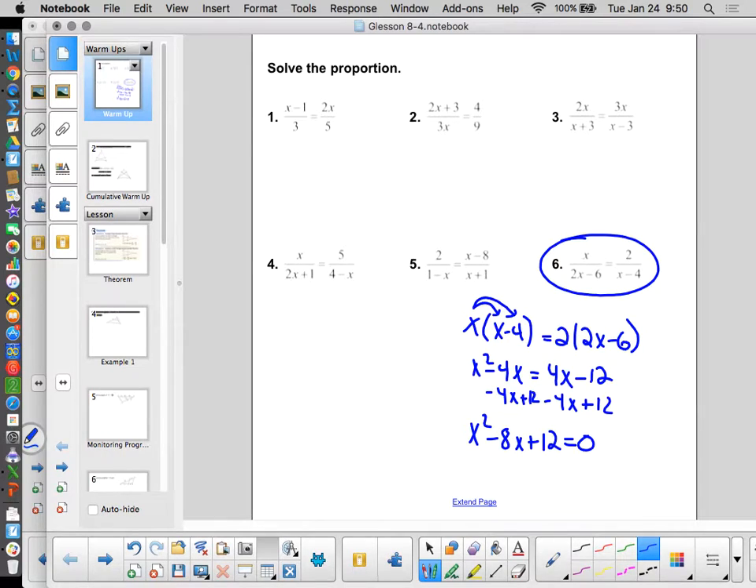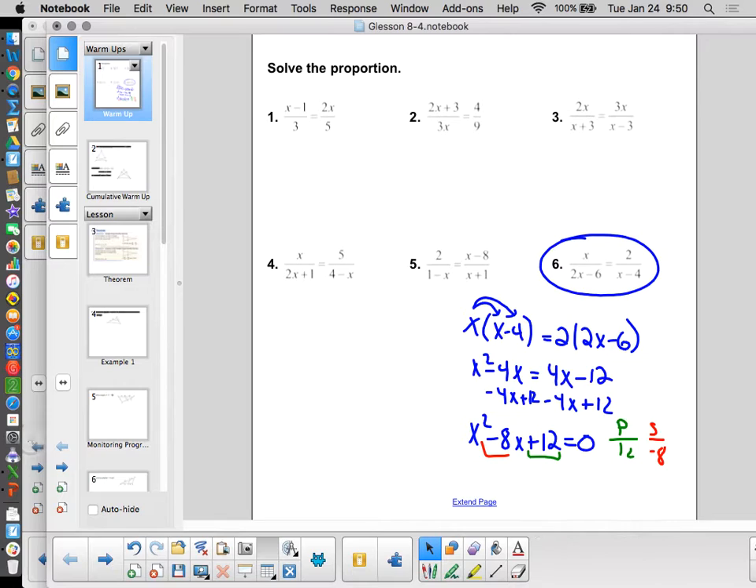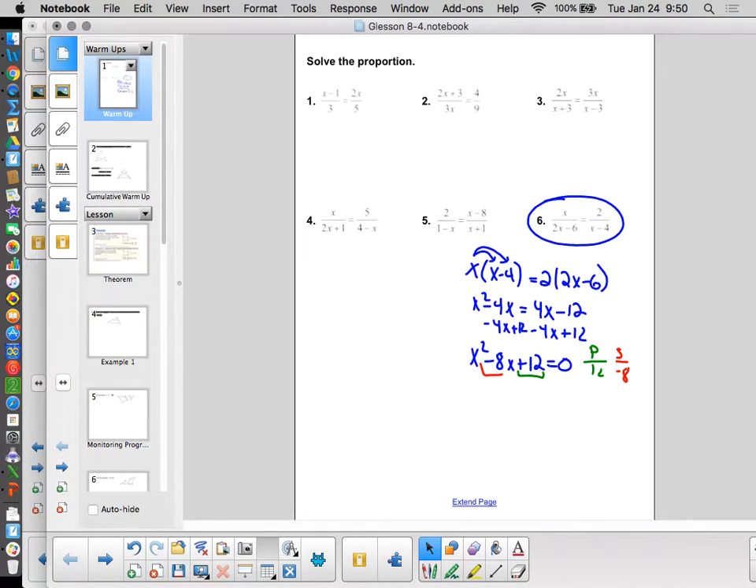Now we have to factor the polynomial. So I need to find two numbers, just to remind you of the process. This isn't part of your homework, but I want to remind you of the process. I need to find two numbers that give me a product of positive 12 and a sum of negative 8. I'm looking for those magic numbers. What two magic numbers give me a sum of negative 8 and a product of positive 12?